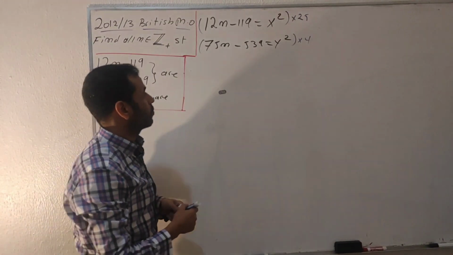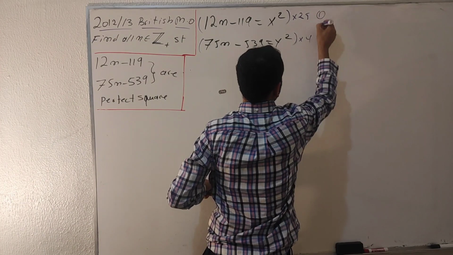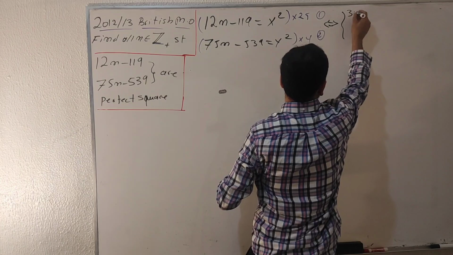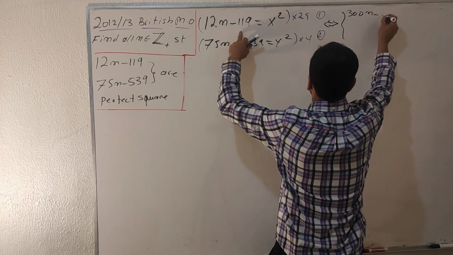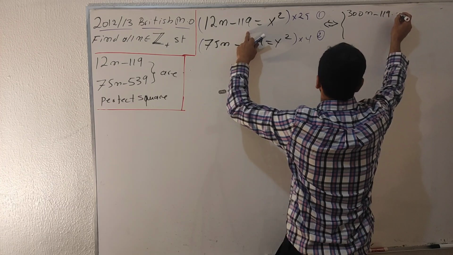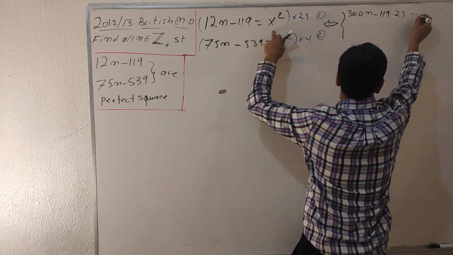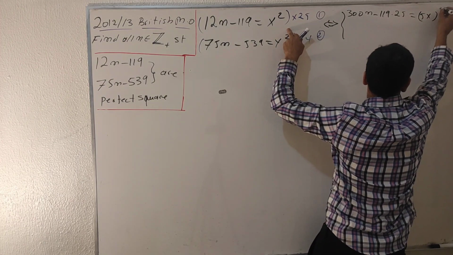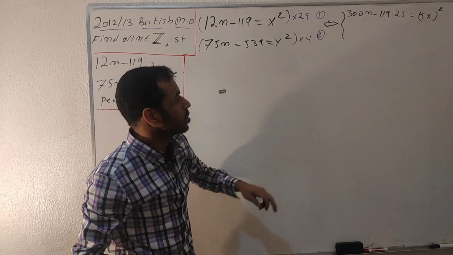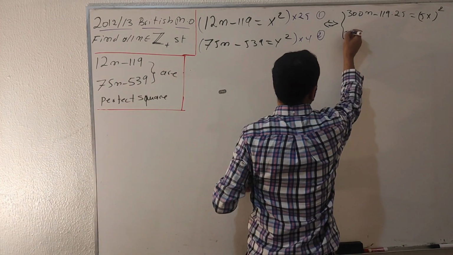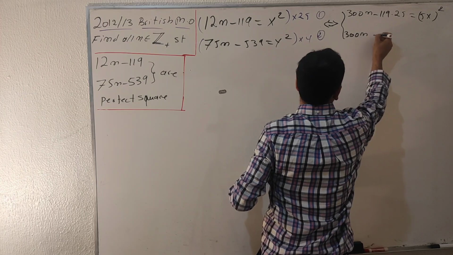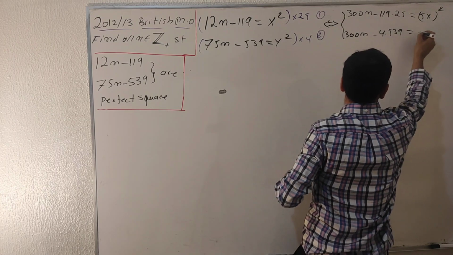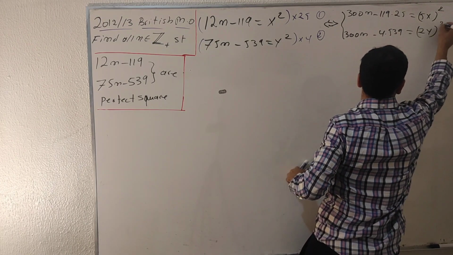So now I'm going to take the difference of these equations. Let's call this one equation number 1 and this one equation number 2. This one gives 300, and minus 119 multiplied by 25. We don't have to calculate this now. So I get 5x squared, and the second one gives 300 also, minus 4 multiplied by 539, equals 2y squared, like this.